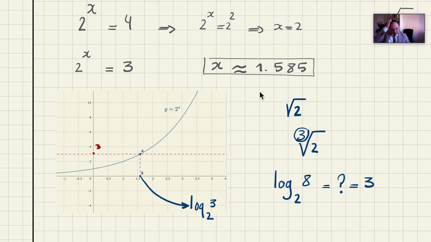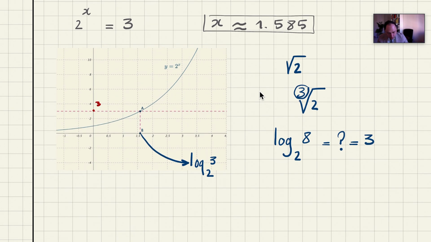Okay? Let me make it a little bit more tricky, okay? So what do you think about log of 1 in base 2? Just using this idea.